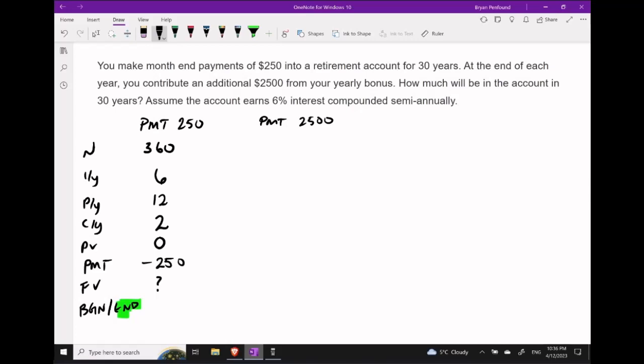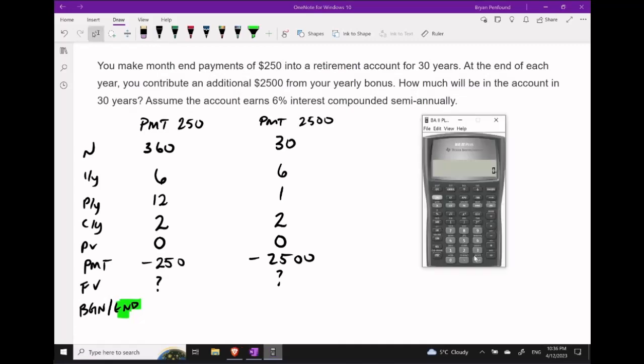Next, let's start filling in information about our payments of $2,500. Again, we're going to be asking for the future value of our account, understanding that we've started with a balance of $0. Our interest rate is still the same at 6% compounded semi-annually. However, the payment structure is a little bit different. We actually only have one payment at the end of every year. One payment for 30 years implies that we're only going to have 30 of these equal-sized payments over the course of our term.